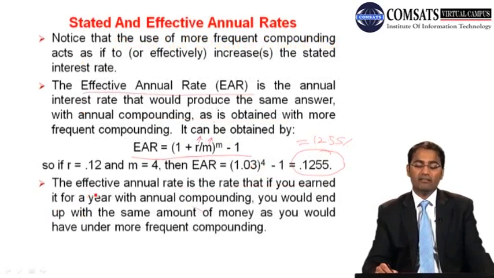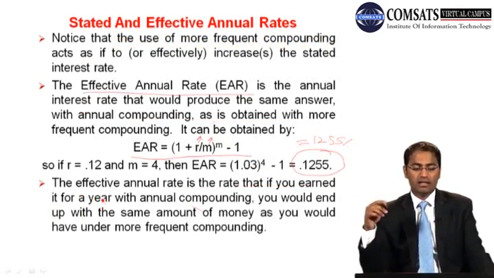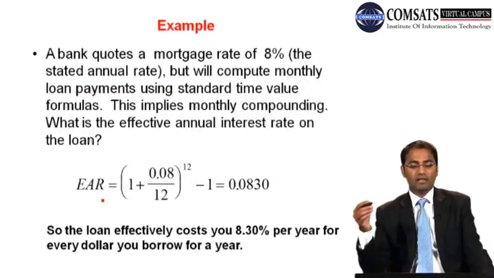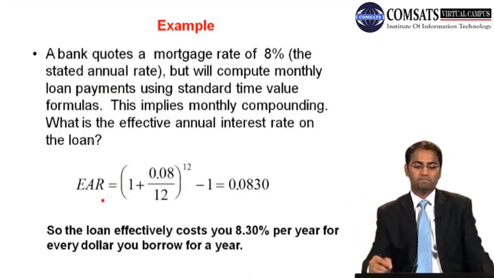So the effective annual rate is the rate that, if you earned it for a year with annual compounding, you would end up with the same amount of money as you would have under more frequent compounding. So this effective annual rate is used for that very purpose. Okay, now we will go through the example of effective annual rate, and a bank quotes a mortgage rate of 8%.